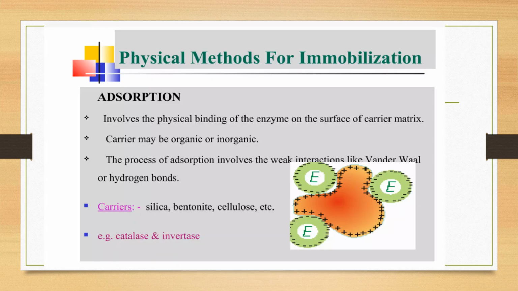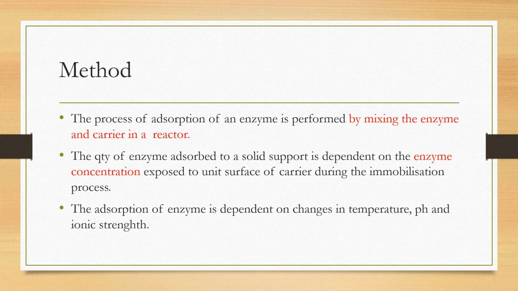So coming to the first method, that is adsorption. Adsorption involves just a physical binding of the enzyme with the carrier matrix surface. The carrier, we already said, can be organic or inorganic. The main process of interaction is hydrogen bonds or van der Waals forces. Examples of enzymes that can be immobilized like this are catalase and invertase. The main method is we are just mixing the enzymes with the carrier in a bioreactor.